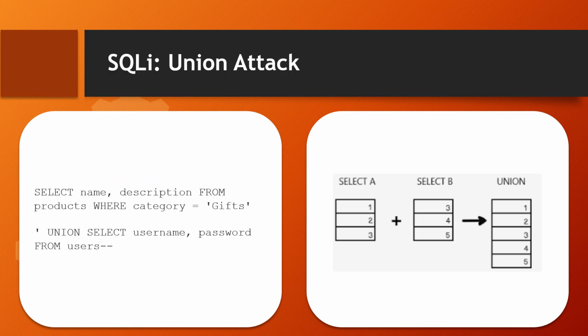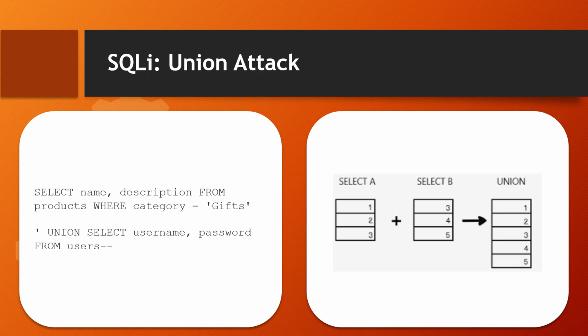Then the union attack. If you see the right screen first, select A, select B, and the union result will be this combination. Select A, the first statement, will give you 3 records. Select B, the second statement, will give you 3 records, but with the union, the common ones will be eliminated and not repeated. The union will give 1, 2, 3, and 4, 5 records.